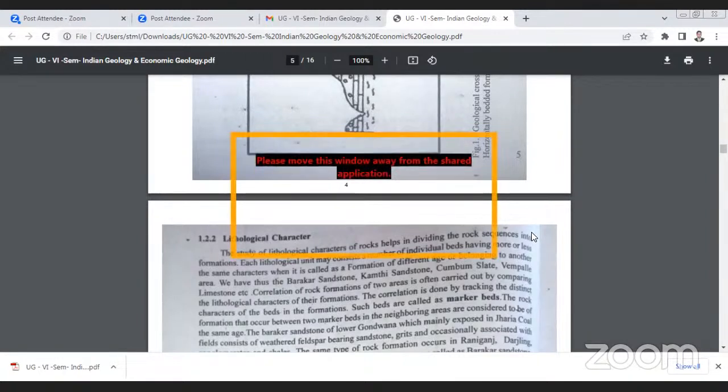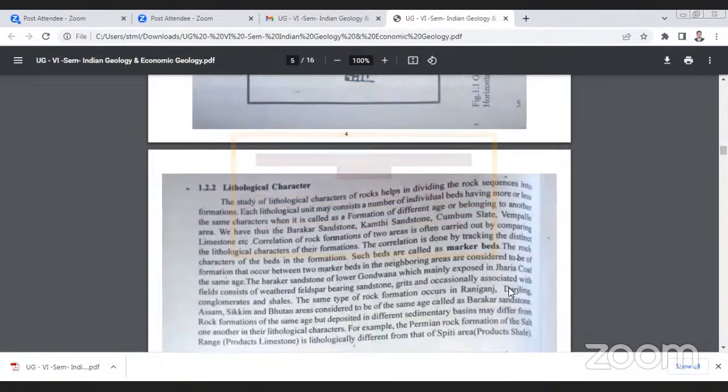The correlation studies are done by tracking the various characteristics of a bed formation. Such beds are known as marker beds. The rock formations which occur between two marker beds in neighboring areas are considered to be of the same age.